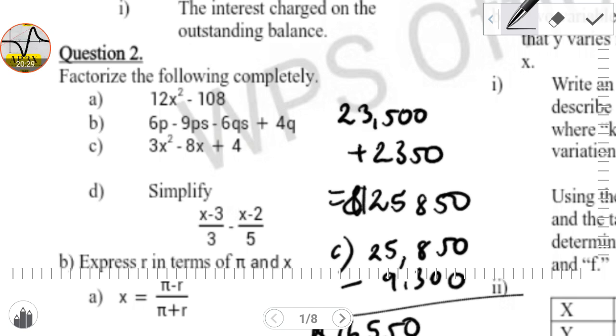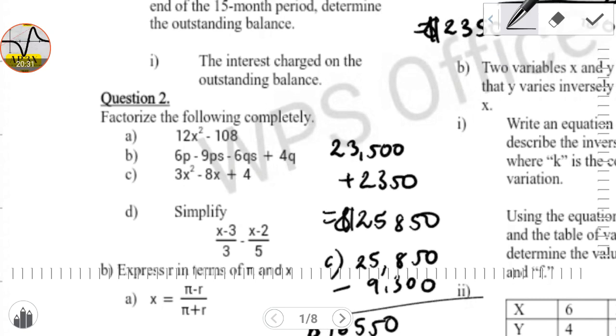Now, one of the challenges when it comes to this part of the paper, even on the external CSEC exam, is the ability for the students to identify the different factoring techniques that are required to get to the solution. Now, for part A, let's take a look at part A. We have to go back to our algebra knowledge where we know the difference between the HCF method, the grouping method, the difference of two squares method, and the quadratic factoring technique.